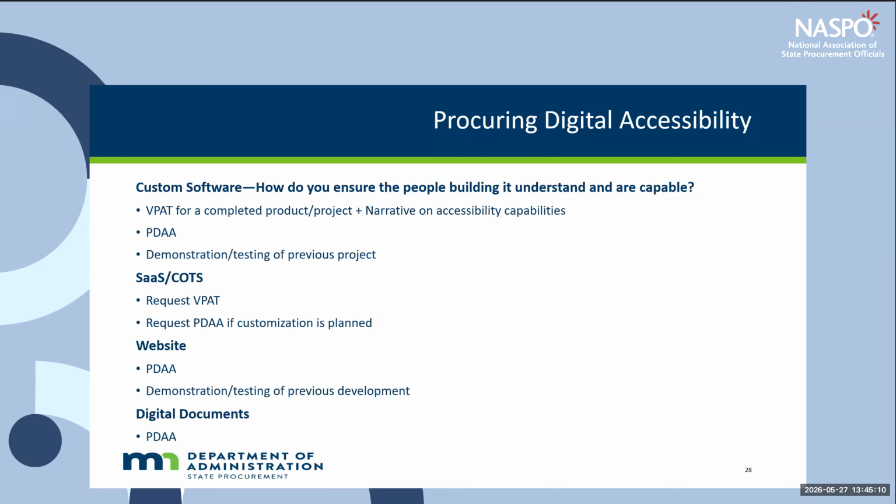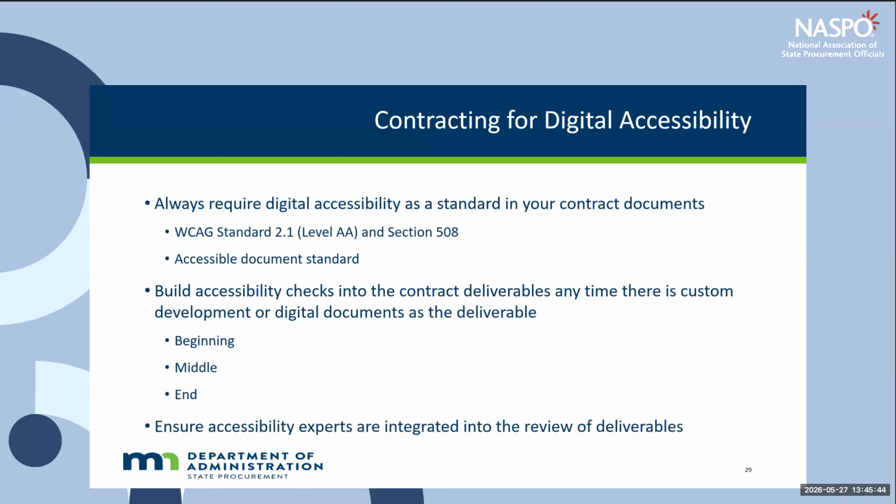Commercial off the shelf, you should be able to request a VPAT. And if you plan on customizing that software, you should also request that policy-driven accessibility tool, so you can look at how they've integrated accessibility practices into their own organization. Website, that PDAA is going to be good, and then a demonstration testing of their previous development, and the same with digital documents. You want to see that they have an understanding of accessibility and that they're building it into their own organizations.